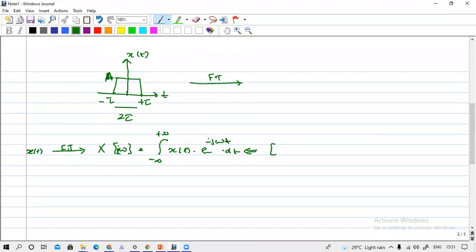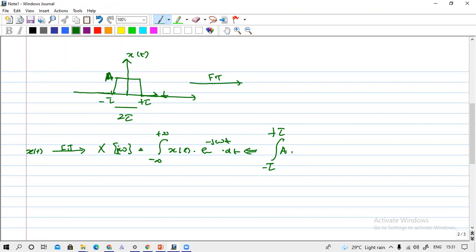Okay, so if you evaluate this integration, it is very easy. You can see that x(t) here is A. So if I integrate A from minus infinity to plus infinity, it is not minus infinity to plus infinity, it is from minus tau to plus tau. Up to here it is 0, and from here to infinity it is also 0. So the pulse limit is minus tau to plus tau.